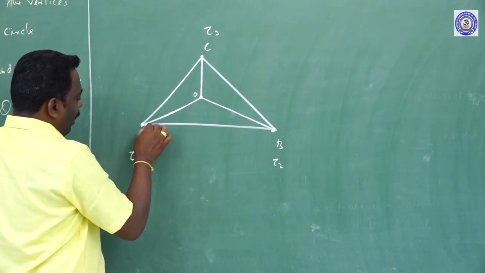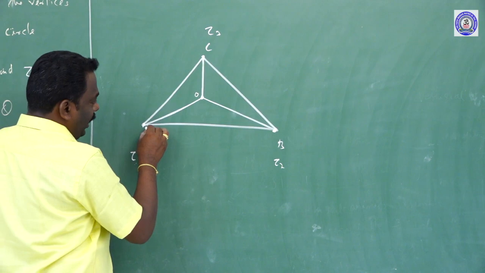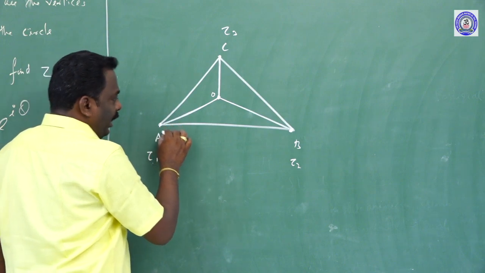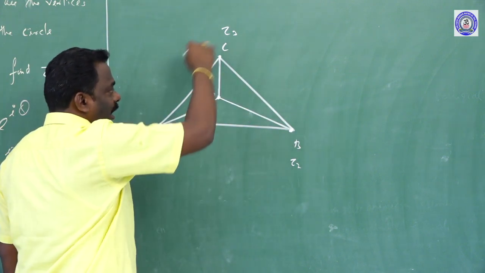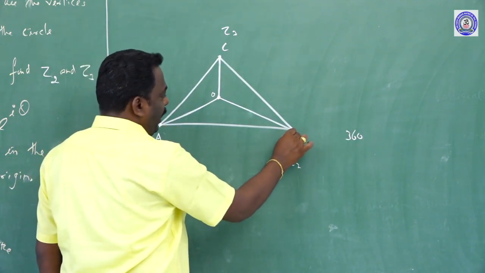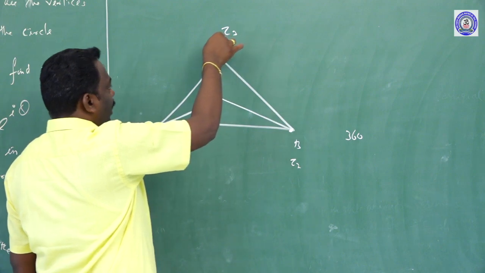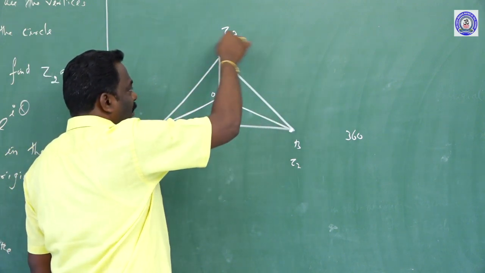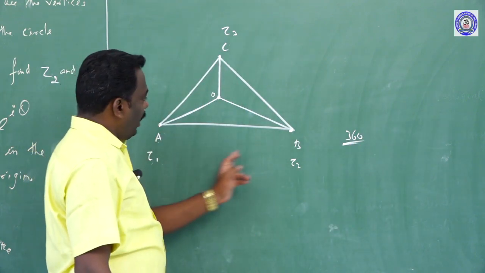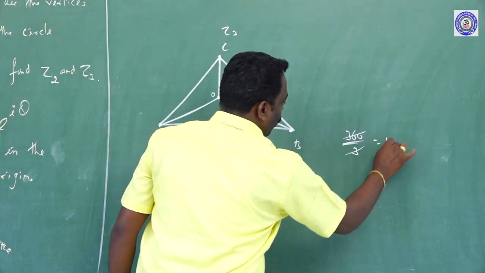Now, moving from vertex A, complex number Z1, in the anti-clockwise direction, that is the counter-clockwise direction, from point A to B. We know the total angle is 360 degrees. Moving from A to B is one rotation, then B to C, then C to A. So there are 3 rotations for 3 vertices, with a total angle of 360 degrees. Dividing by 3 moves, each is 120 degrees.